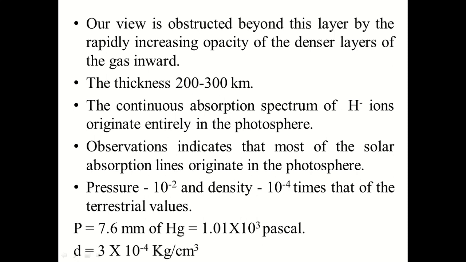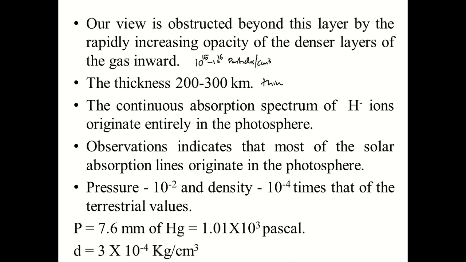While discussing the particle density, you can see that the particle density of this layer is around 10 raised to 15 to 10 raised to 16 particles per centimeter cube. I told you the thickness of this layer is around 200 to 300 kilometers. This distance is very small when considering astronomical distances. That's why it is referred to as a thin layer.